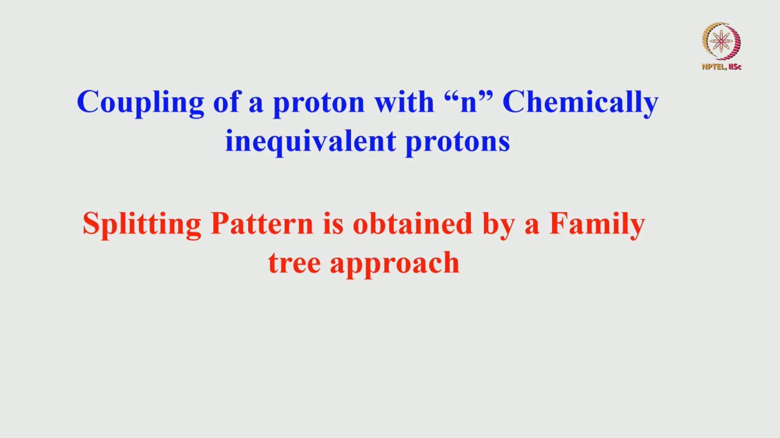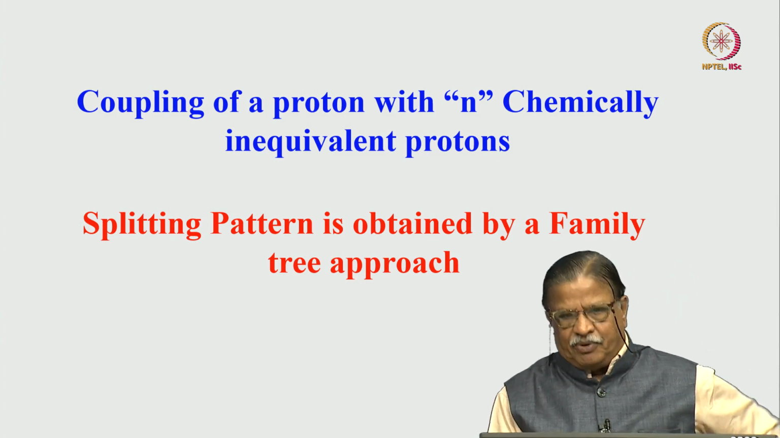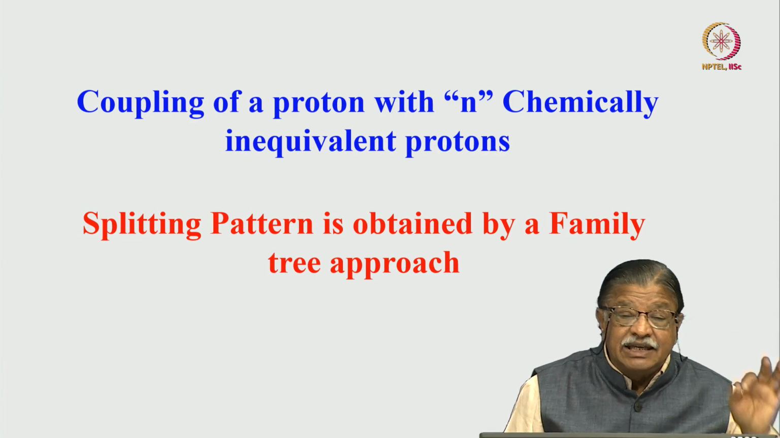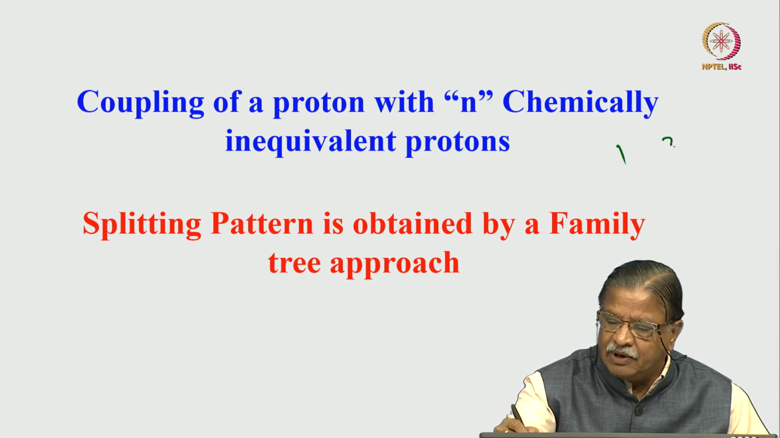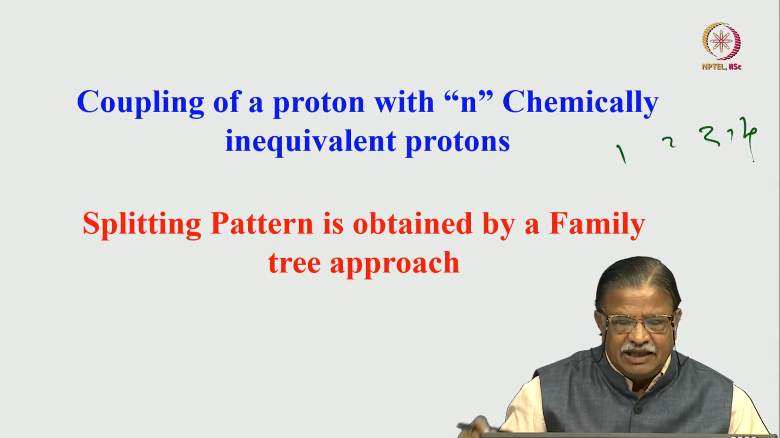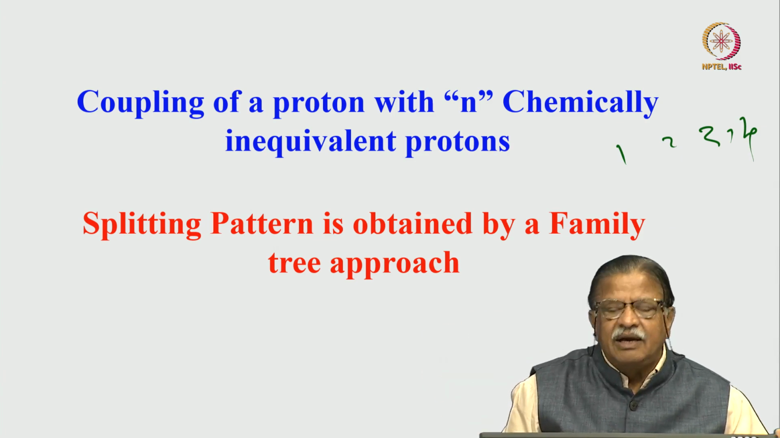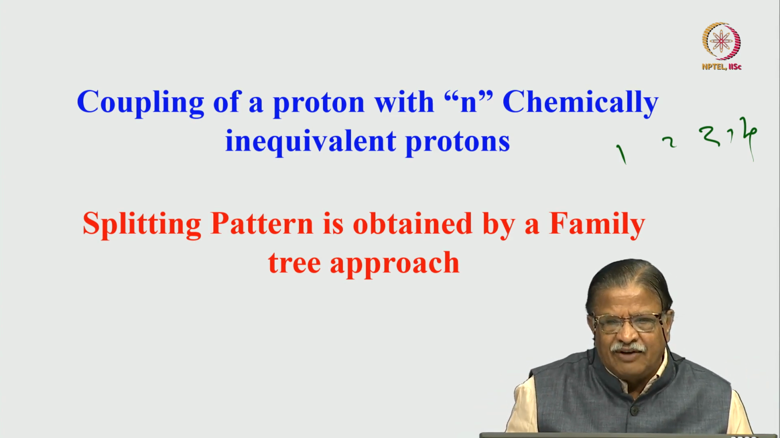We will see what the more complex multiplicity patterns are and how we see them. Before that, I want to tell you about the splitting pattern we get by using what is called the family tree approach. Consider one proton coupled to n other protons, each of which should be chemically non-equivalent. Let us say proton 1 is coupled to the other protons 2, 3 and 4, etc. Then each is split because of its coupling with the others, with different strengths, and you can generate this multiplicity pattern by using the family tree approach. That is what I will show you now.